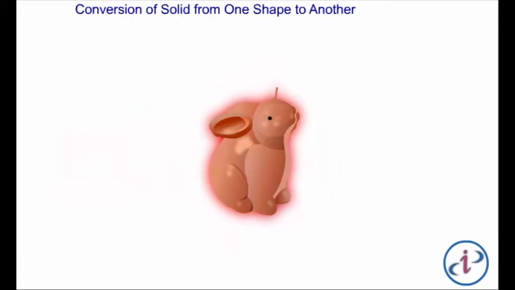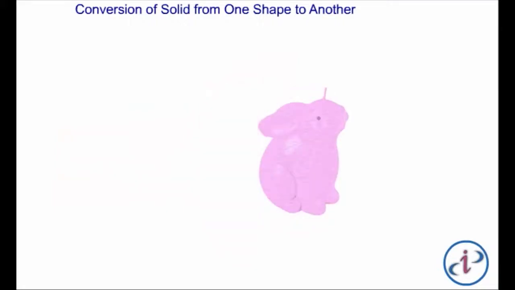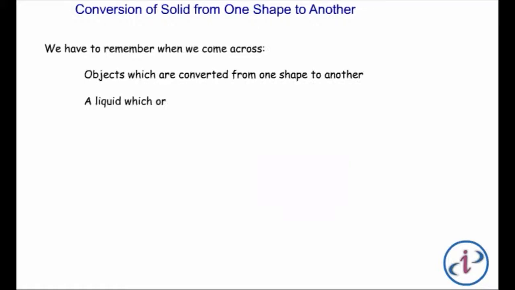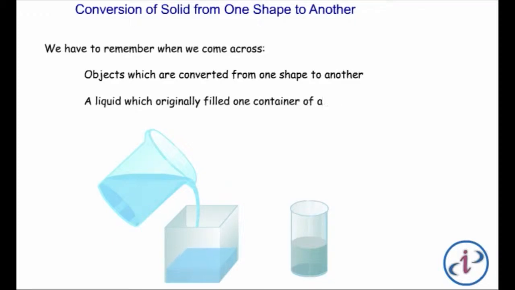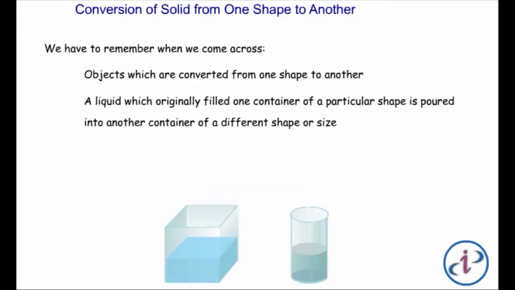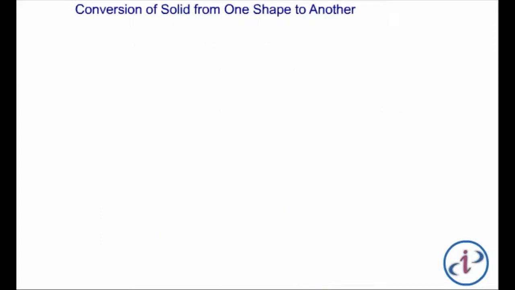The volume of the new candle will be the same as the volume of the earlier candle. This is what we have to remember when we come across objects which are converted from one shape to another, or when a liquid which originally filled one container of a particular shape is poured into another container of a different shape or size. Let us look at some examples to understand what we have discussed.